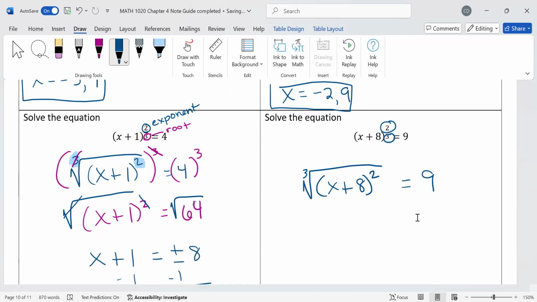Now, to get rid of the third root, we need to raise everything to the third power. Those two cancel out. I'm left with x plus 8 squared. And 9 times 9 times 9 is 729.